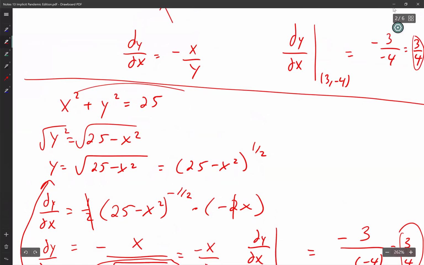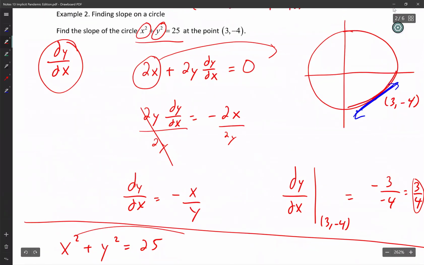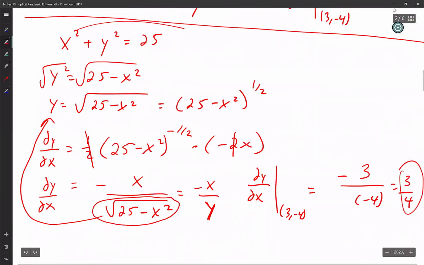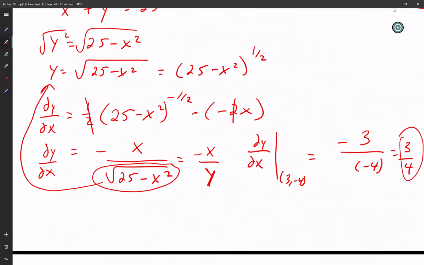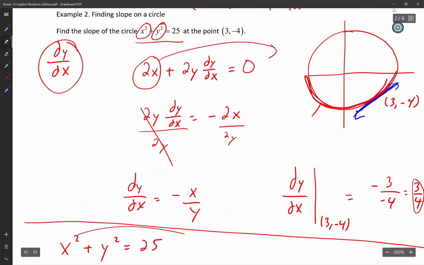Why didn't what? Oh, I can tell you why, miss. This circle here, that equation is actually this equation. So the question was, why didn't it work with the square root in there? Because this bottom half is actually y equals the negative square root of 25 minus x squared.